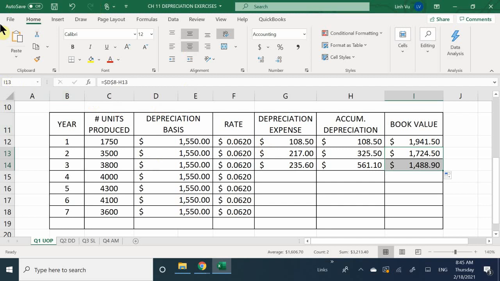Next one down here, what is going to be my depreciation expense for year 4? 248 even, bringing my accumulated depreciation to be 819. And then lastly, what is going to be my book value? 1240.90. All right.